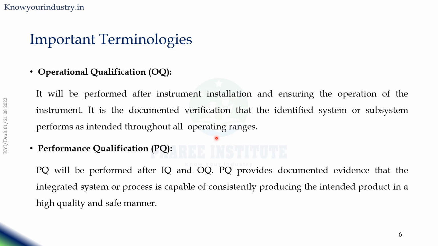For each and every instrument, it will vary. Then performance qualification. It will be performed after the IQ and OQ, installation qualification and operational qualification. This performance qualification provides documented evidence that the integrated system or process is capable of consistently producing the intended product in a high quality and safe manner. That means the instrument which is installed performs consistently well without giving any wrong results. That is called performance qualification.